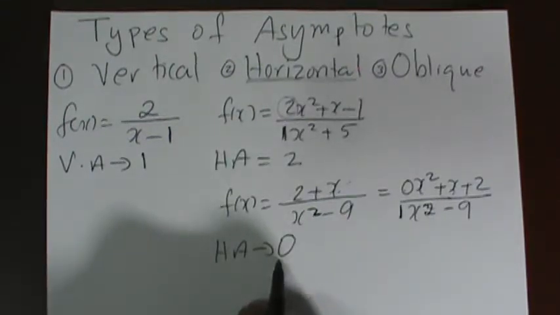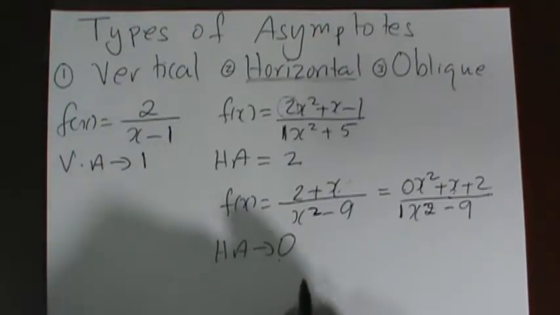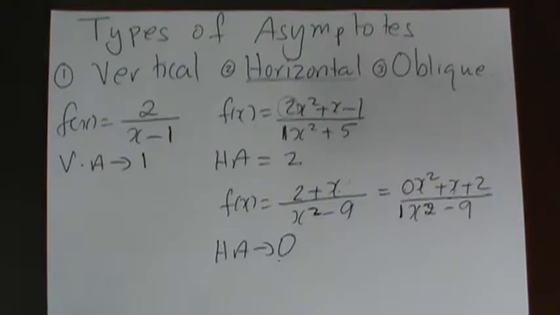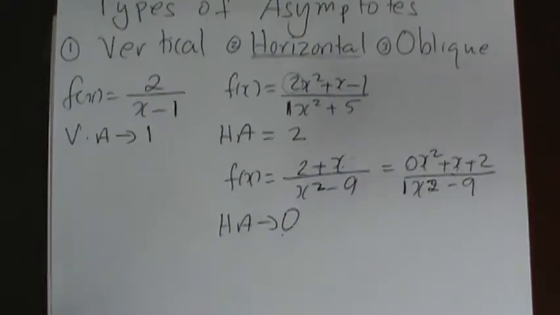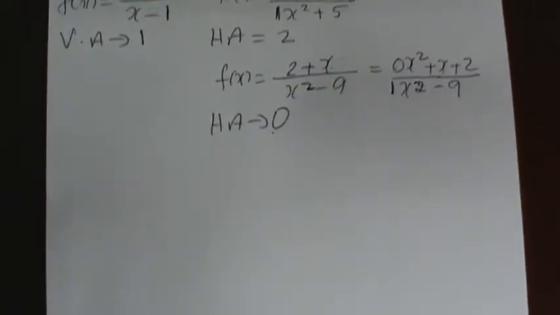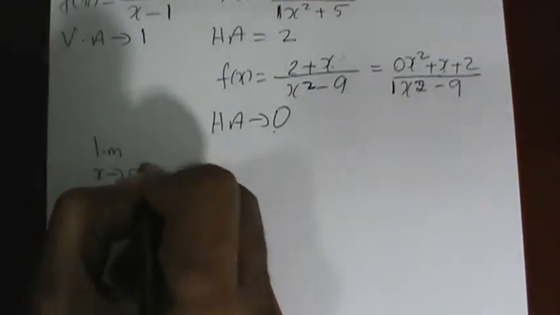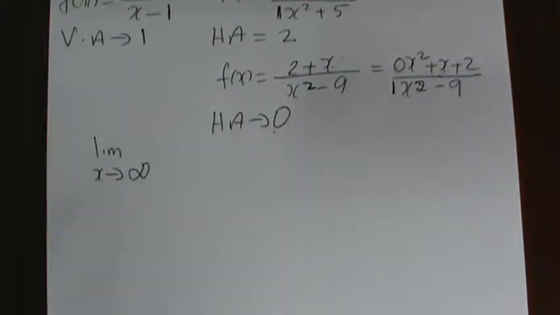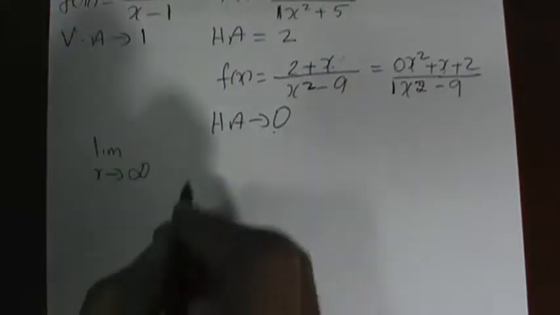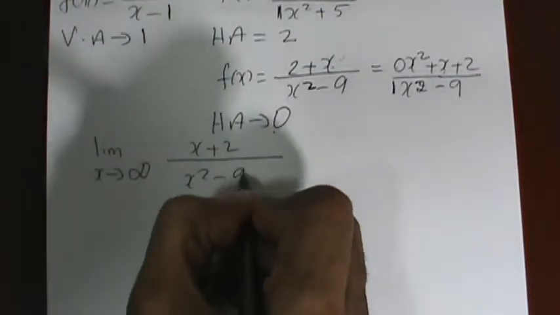And there's also another way to determine that the horizontal asymptote equals 0: you can do it as the limit as x approaches infinity. This is another way to find the horizontal asymptote. I'm just going to push it up in order to get space. So let me write the same example. As x approaches infinity, in order to evaluate this, we'll get our horizontal asymptote. We have x plus 2 over x squared minus 9.